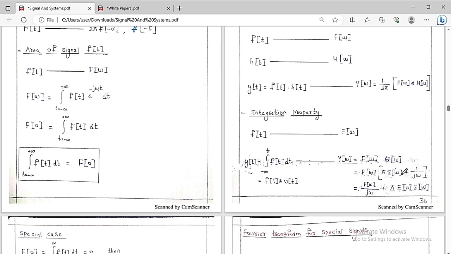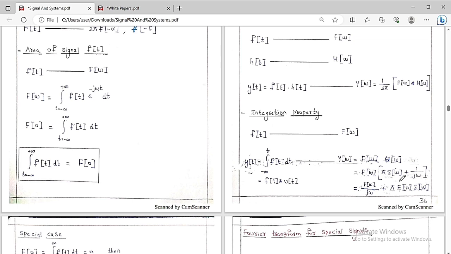Then multiply F of omega inside. F of omega into 1 by j omega is F of omega by j omega, plus, taking F of omega inside, pi into F of omega multiplied with delta of omega. Delta of omega is an impulse signal at omega equal to 0, so multiplying with F of omega, it will become F of 0, the value at omega equal to 0. So pi into F of 0 into delta of omega, because this is the impulse signal. Whenever you multiply F of omega and delta of omega, it will take only the value at the impulse, at omega equal to 0.